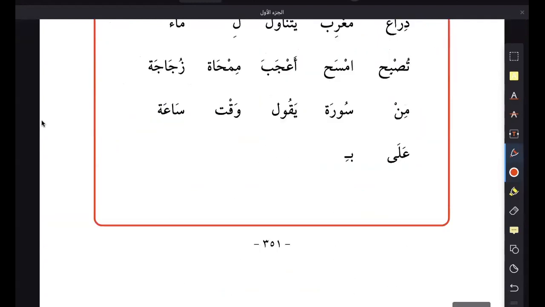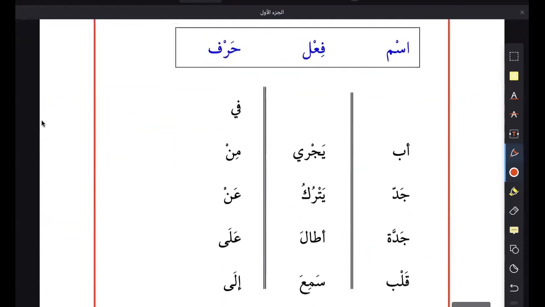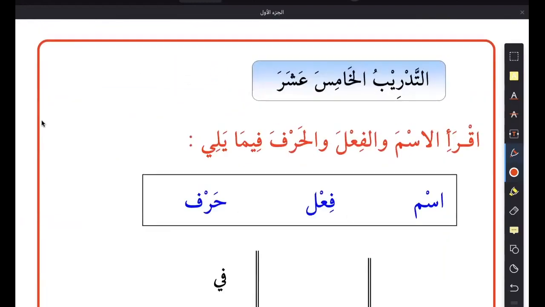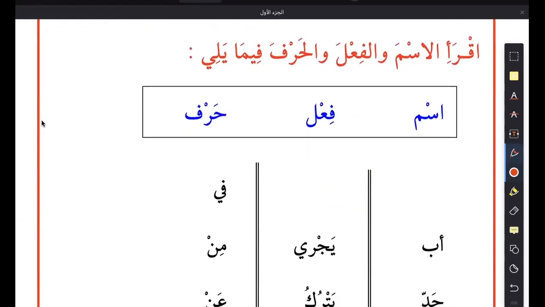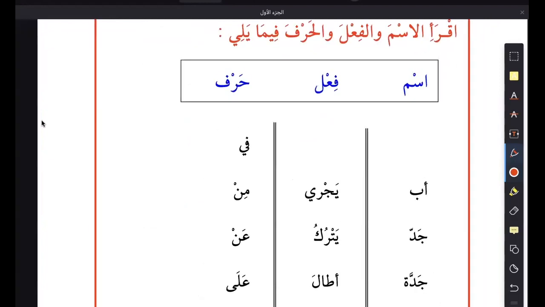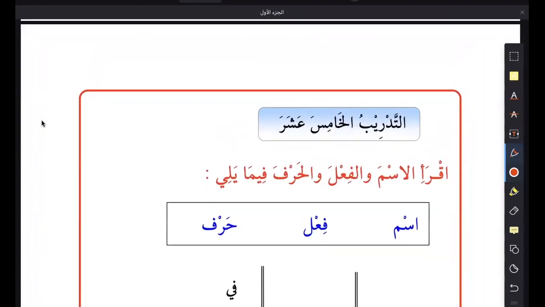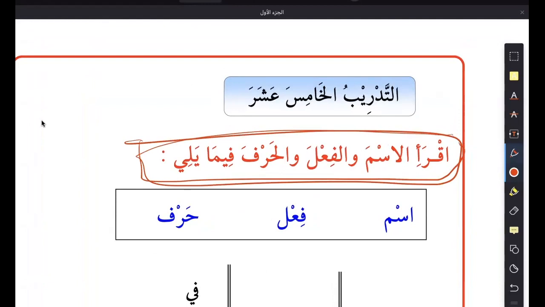Now, in the last few pages, what we have is اقرأ الاسم والفعل والحرف فيما يلي. Okay, so now it's giving you a very interesting concept. These are very fundamental to the Arabic language, the grammar class, basically parts of speech. In English we have many different parts of speech, I think eight or something. But in Arabic we only have three. We have ism, we have fi'l, and we have harf.